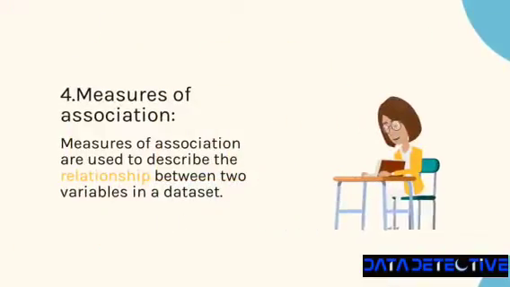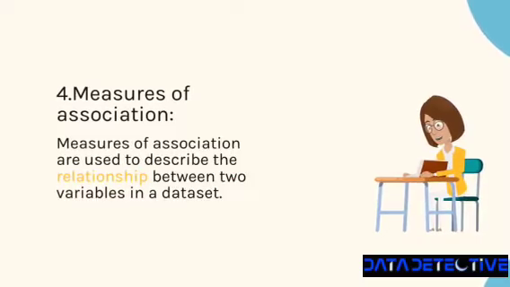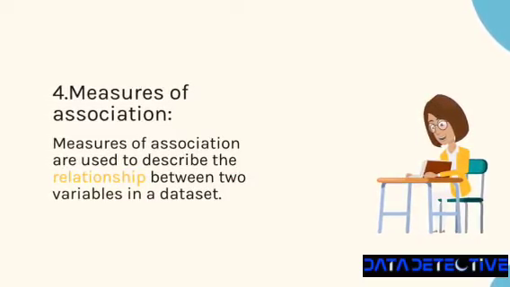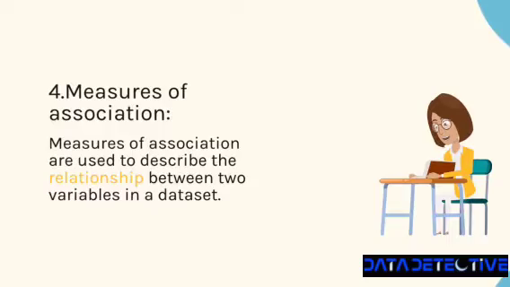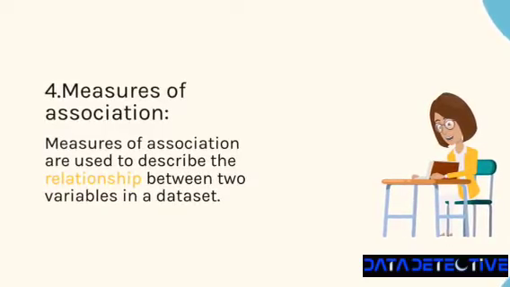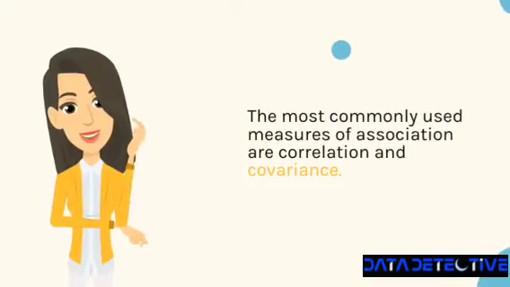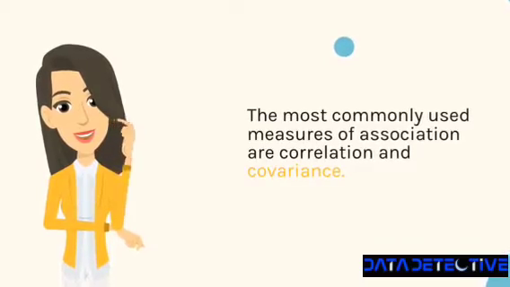4. Measures of association. Measures of association are used to describe the relationship between two variables in a dataset. The most commonly used measures of association are correlation and covariance.